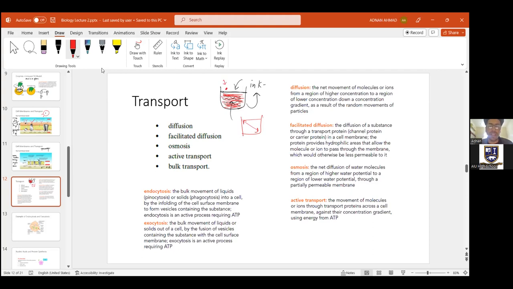Okay, so what is happening? The molecules from the region of higher concentration are going towards the area of lower concentration, and the molecules of the perfume are being carried away by the air particles inside our room. Okay, this is a simple way to understand the concept of diffusion. Is it clear? Yeah, it's all clear. Okay. Yes, excellent.